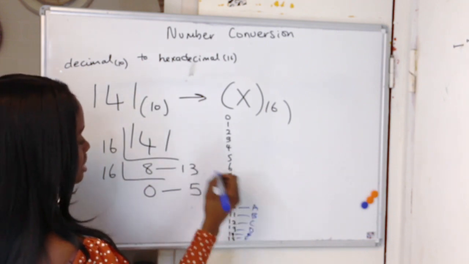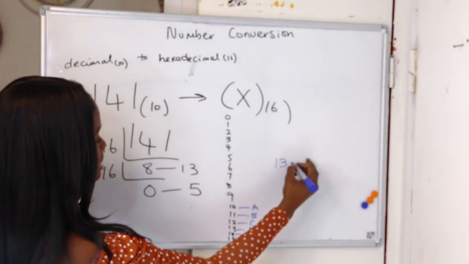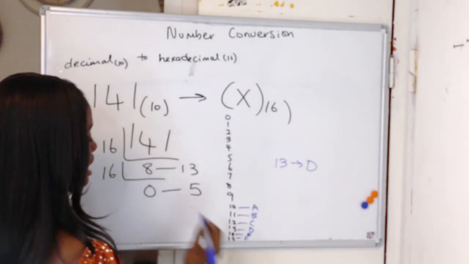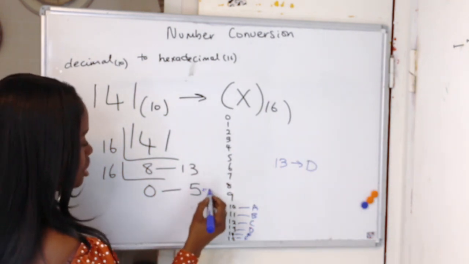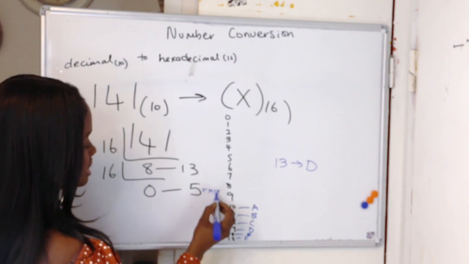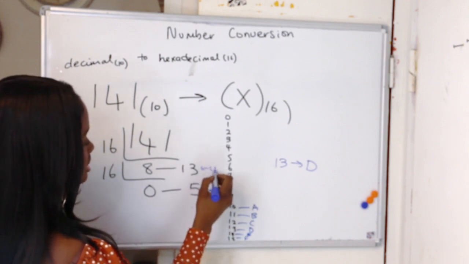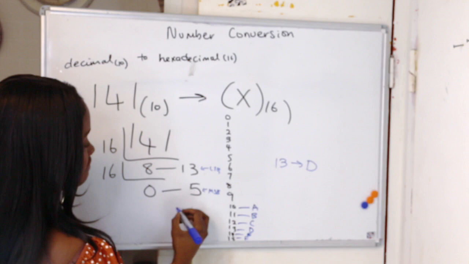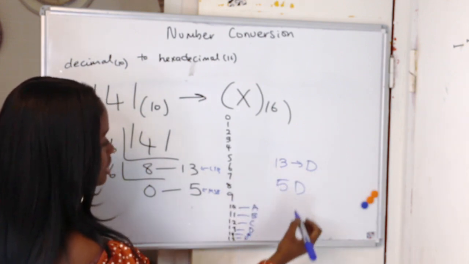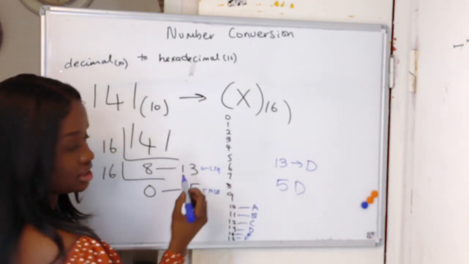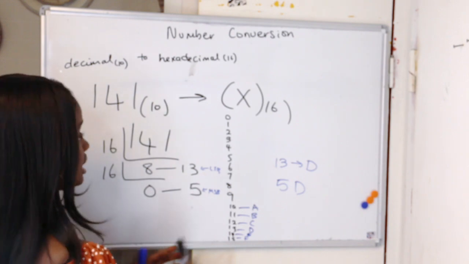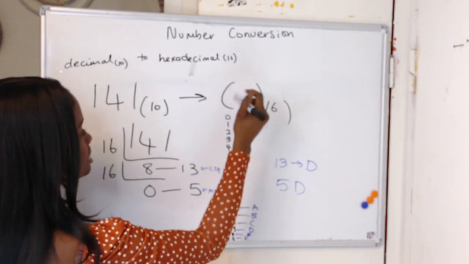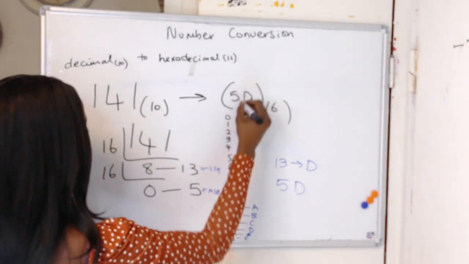So then we write 13 as D and 5. So remember, this is the most significant bit and this is the least significant bit. So we're going to write 5D. We're not going to write 513. Okay? So the answer here is 5D.